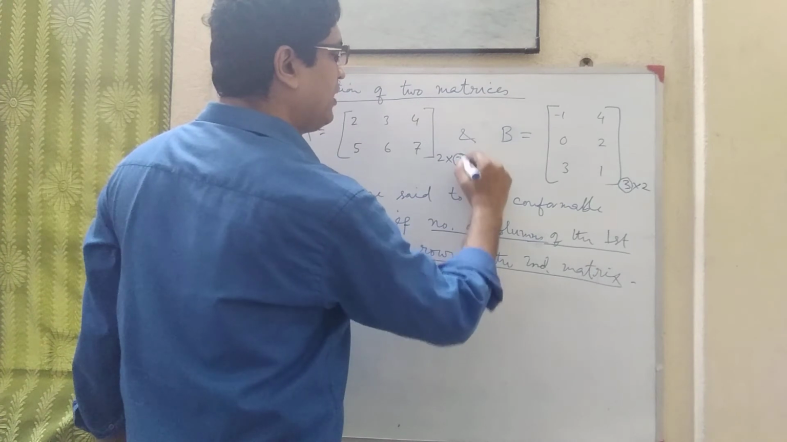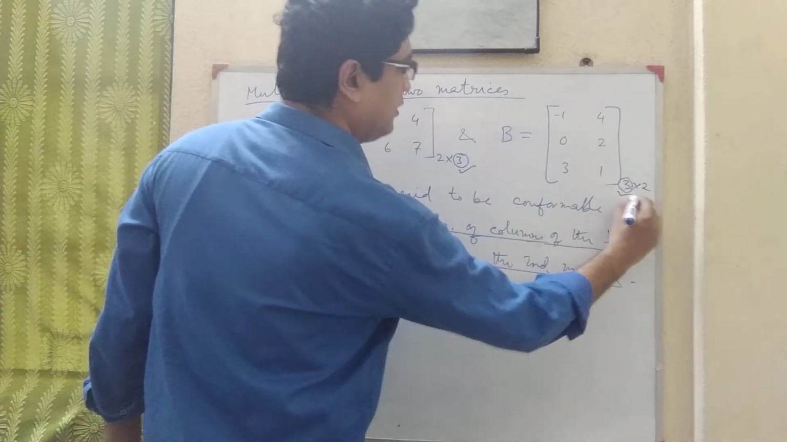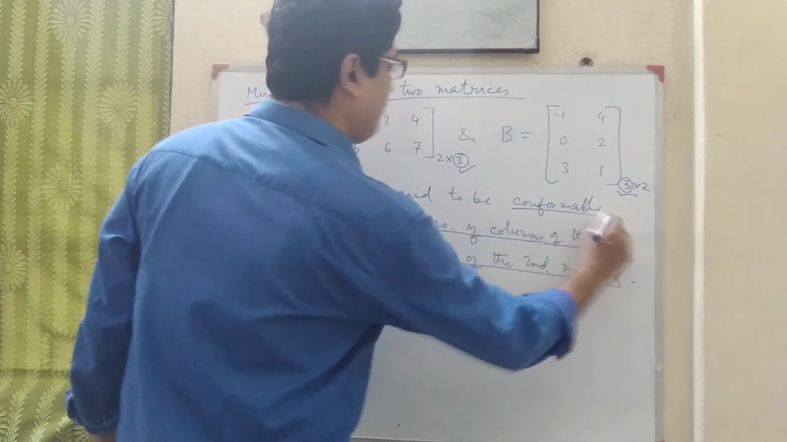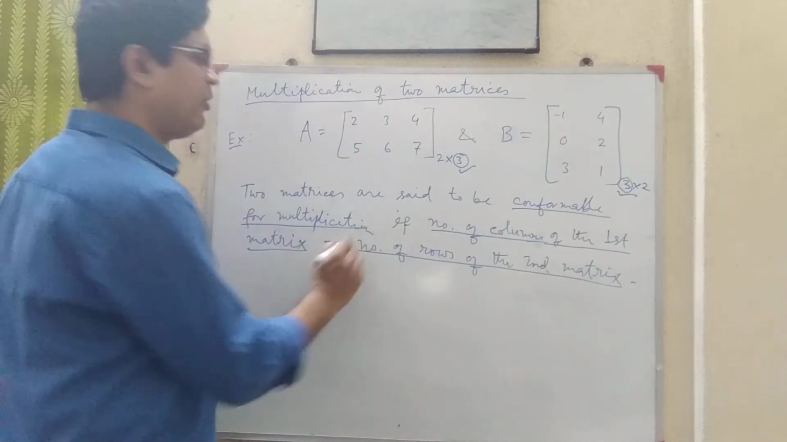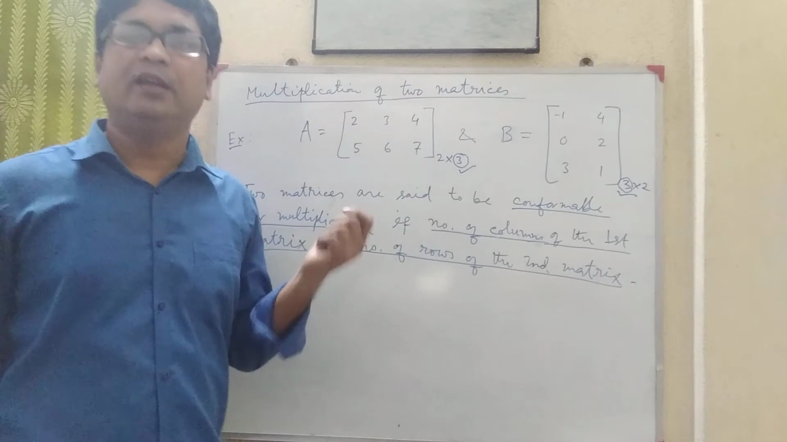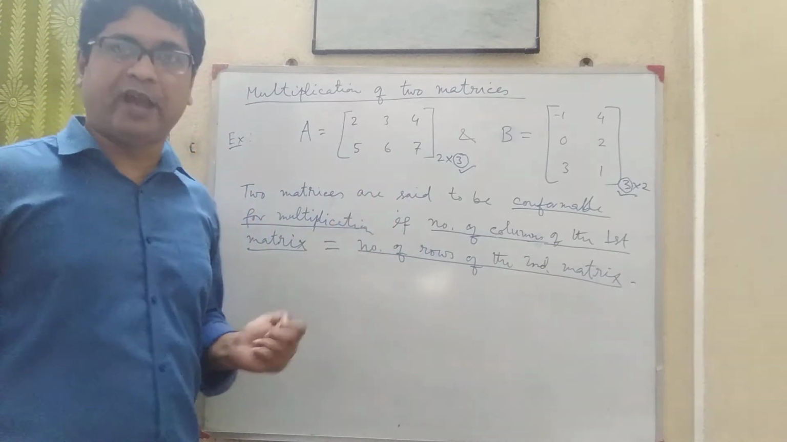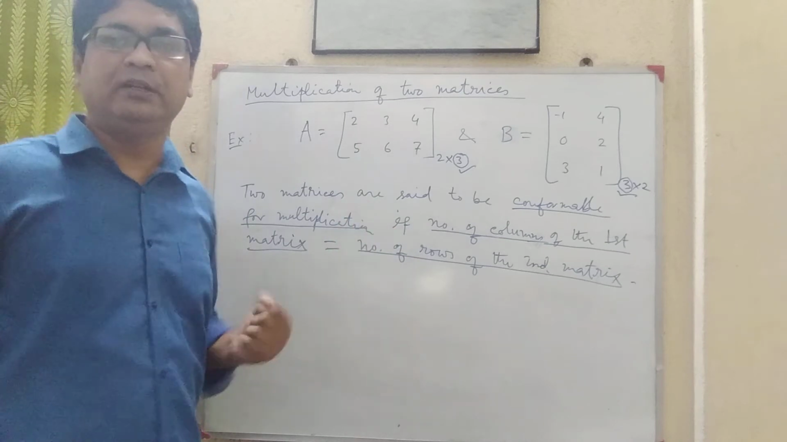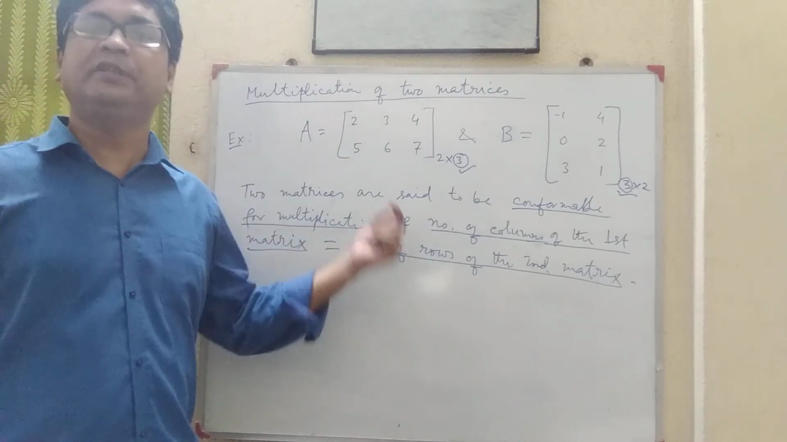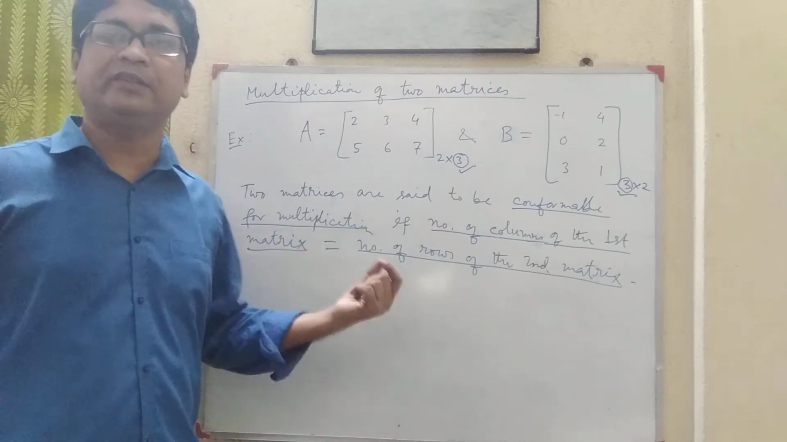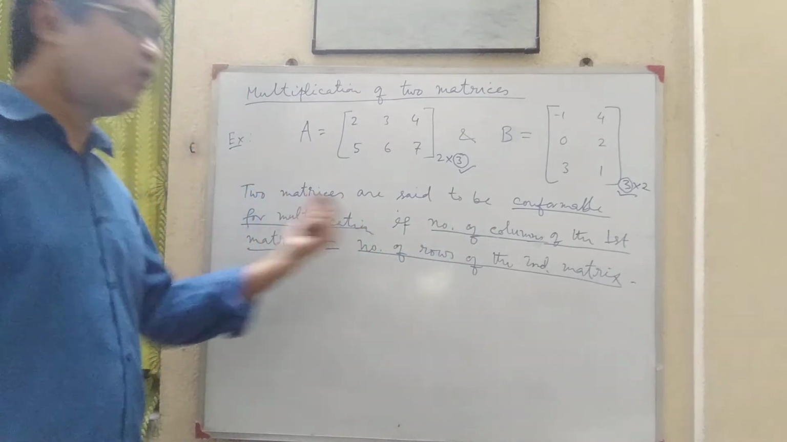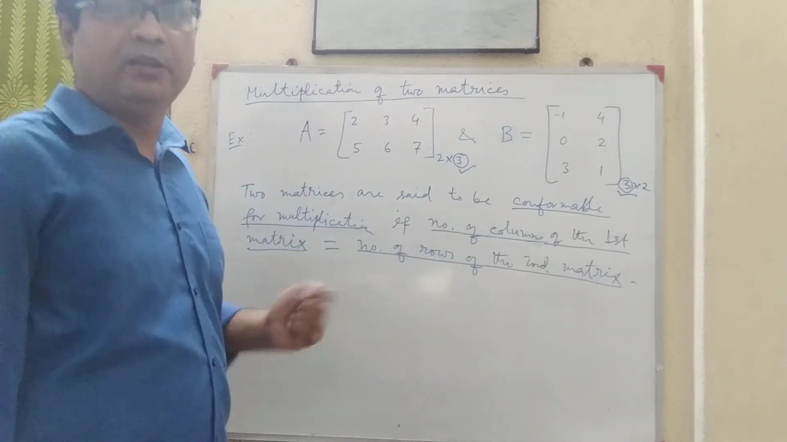If these two are equal, then the two matrices are said to be conformable for multiplication. Conformable for multiplication means they can actually be multiplied. Otherwise, not conformable means they cannot be multiplied.